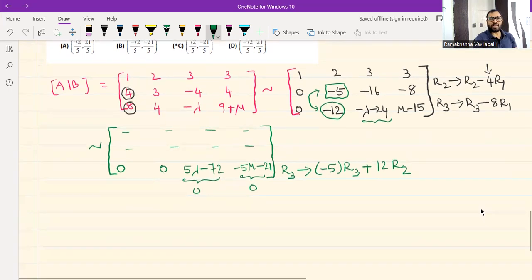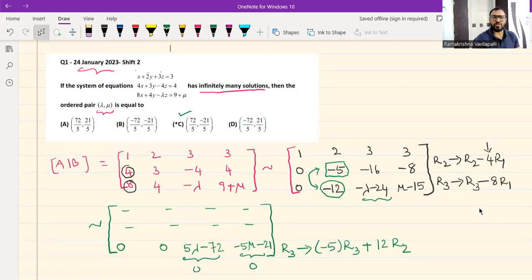If you want only one unique solution, then this element is not equal to 0. This element is not equal to 0. Then lambda is not equal to 72 by 5. We do not bother about that. So remember, for infinitely many solutions, the last row elements must be 0. So here, this must be 0. So we get lambda equal to 72 by 5 and mu equal to minus 21 by 5.